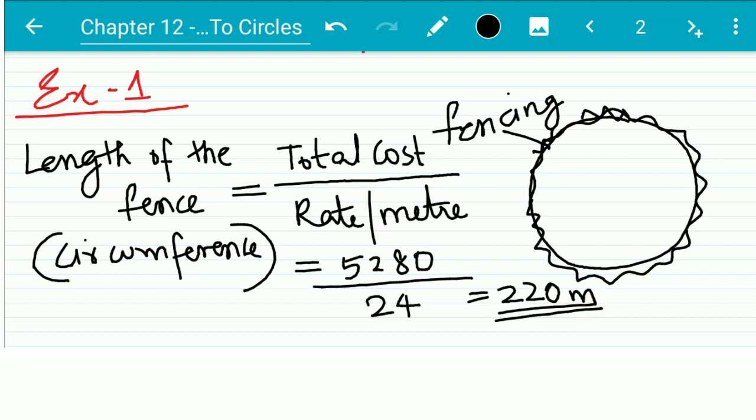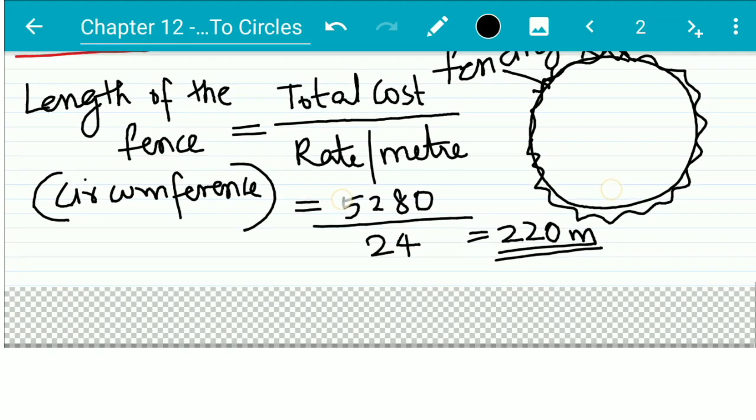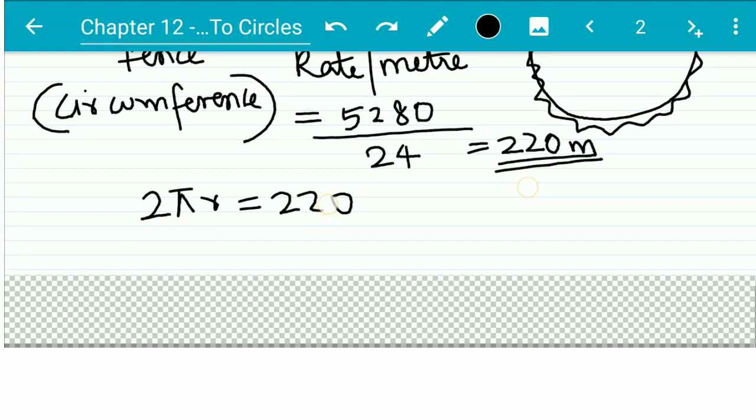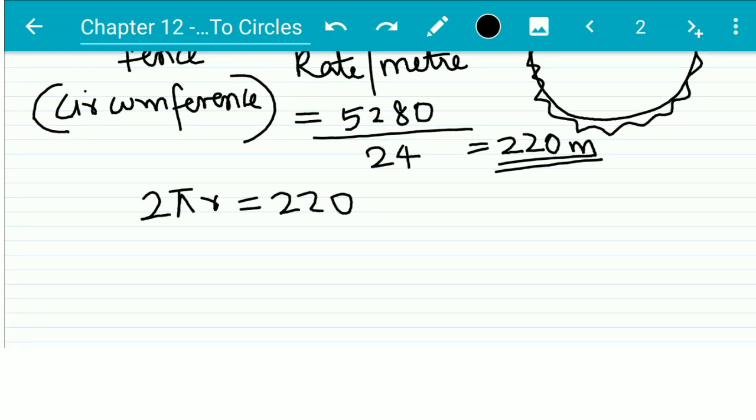We know length is what? Circumference of the circle. So for the circumference of the circle, we know the formula 2 pi r. So I can write 2 pi r equal to 220. Circumference equal to 220. Now here I am substituting the value of pi.